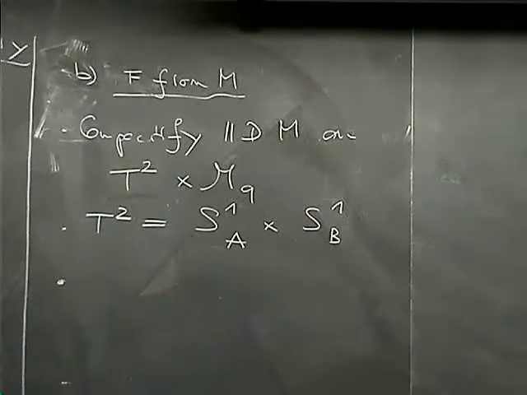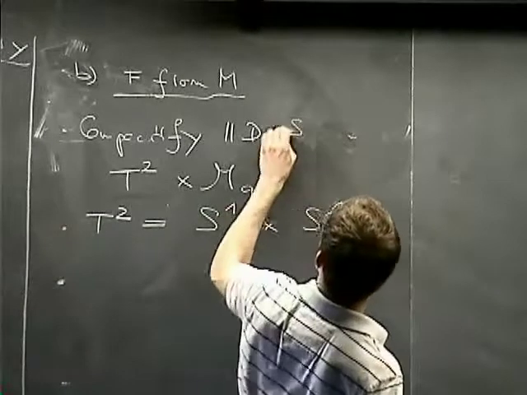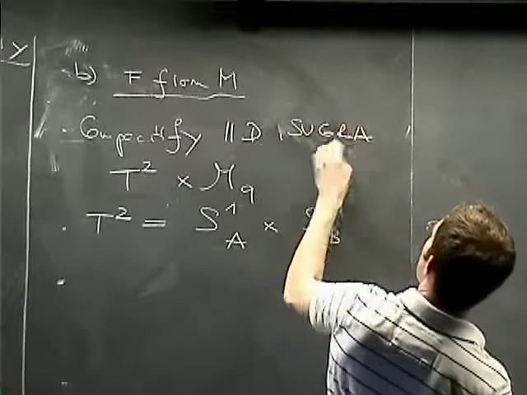M-theory for you is from heterotic, or is it type 2A? It's 11-dimensional supergravity with, at this stage, in principle, M2 and M5 branes. So 11D supergravity.